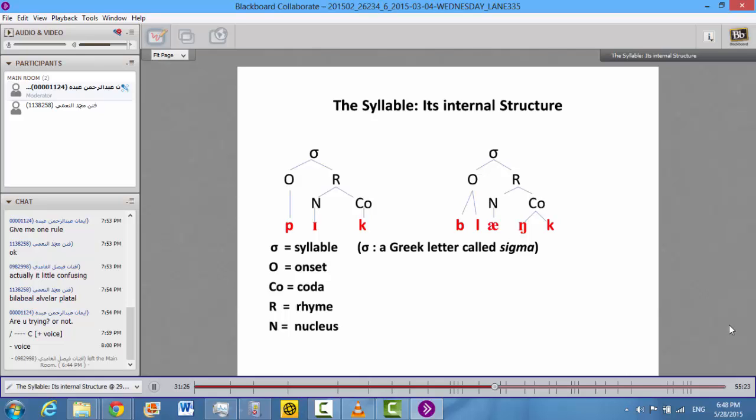If you have a complex onset, like here blank, the onset here is complex because it consists of two consonants, p and l. And then we have the vowel. Even the coda is a complex coda consisting of two consonants, the ng and the k. So this is the internal structure of the word blank. Blank consists of one syllable. Even pick here consists of one syllable.